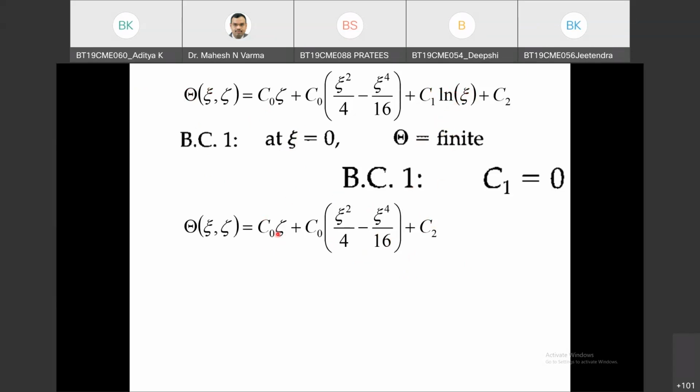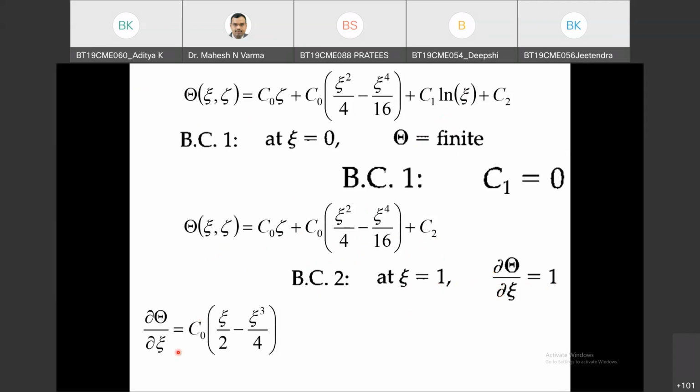This is simplified. Now only two constants and two boundary conditions remain. Now the second boundary condition: epsilon equals 1, d theta by d psi equals 1. First of all, d theta by d psi: put epsilon equals 1 here. Differentiate this equation with respect to psi. So d theta by d psi equals C0. Anyway, this is constant with respect to psi. There is no psi in this.